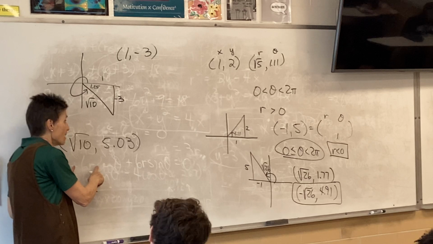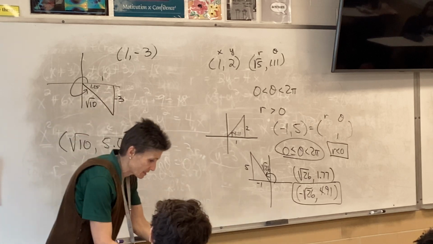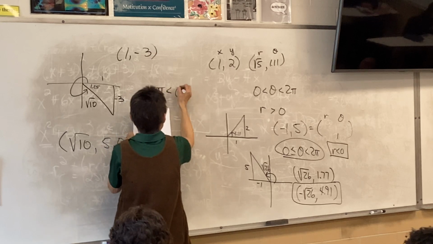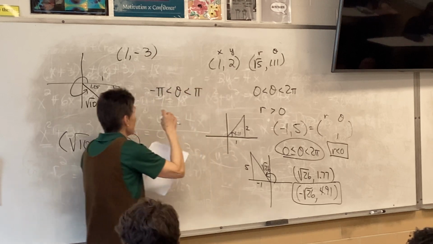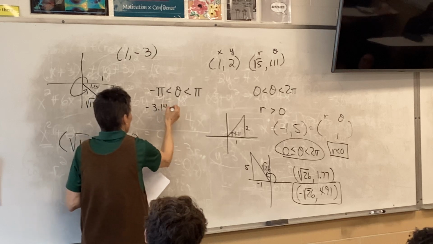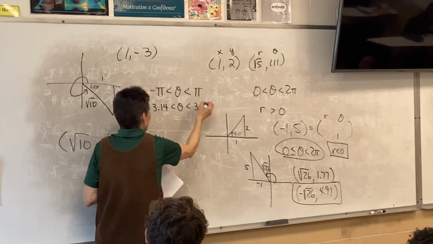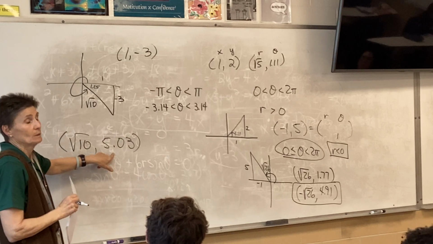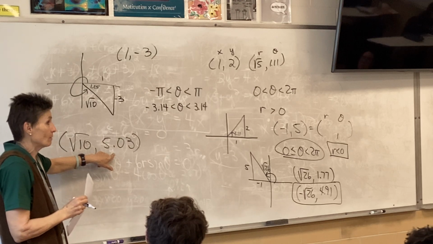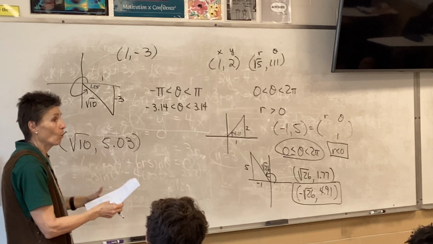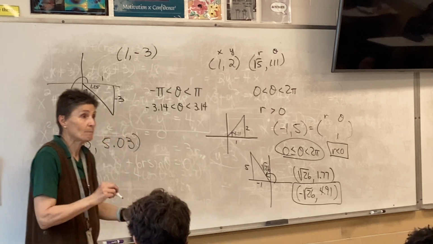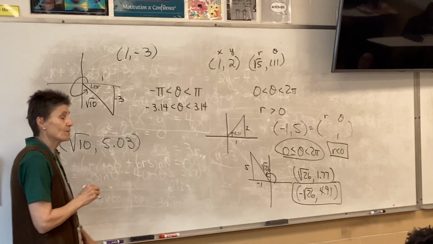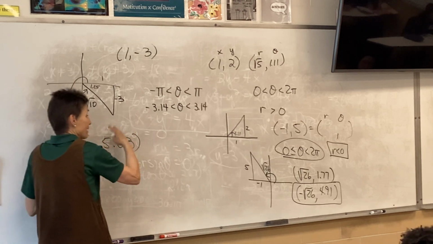Okay? Does that fit what I've been told? I've been told that my angle has to be between -3.14 and +3.14. Is it? No. So I'm going to have to change that angle. I've also been told that R can be positive or negative. Okay? All right, so let's start with the angle part.